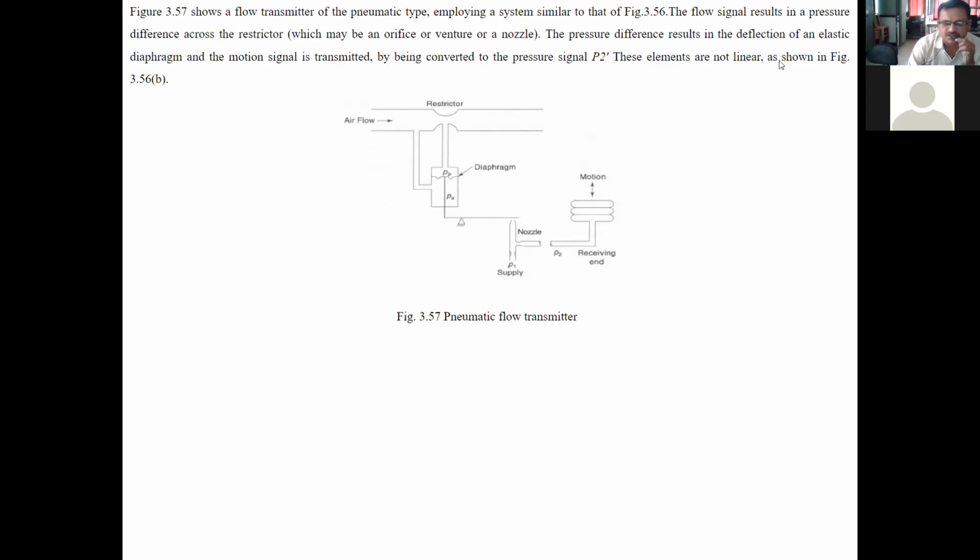These elements are not linear, as shown in figure 3.56b. Therefore, again, this is the airflow. This is the restrictor. Airflow will go here. Therefore, what will happen?